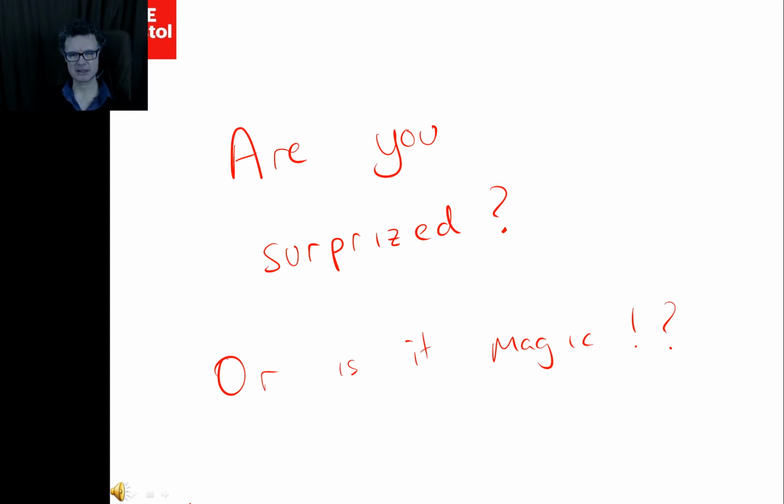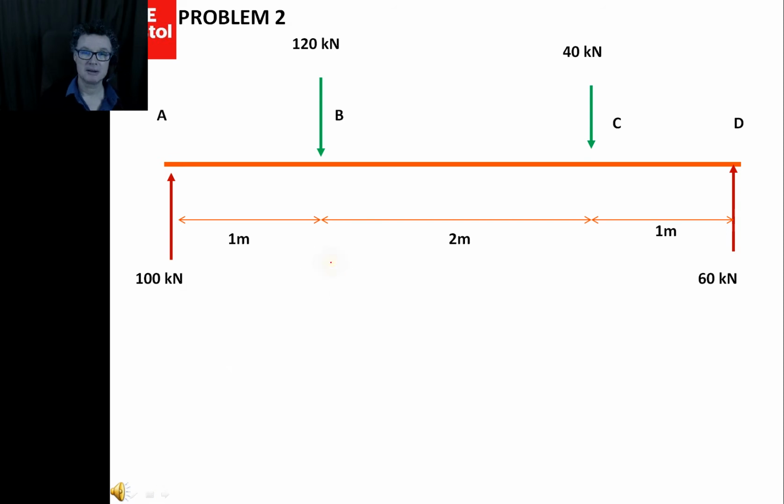Now, am I surprised? My beam's not rotating. So when I sum up the moments going across the entire beam, the moments must equal 0. So no, it's not surprising that our moments start off at 0 and then end back up at 0 for beams. Now let's come back to problem 2.